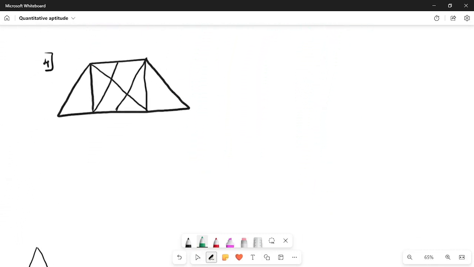And here is quite a different one. Here also you are supposed to count the number of triangles. Okay. Here I'm going to name the vertices, say A, B, C, D, E, F, and I'm giving the names for these midpoints, say P and Q.